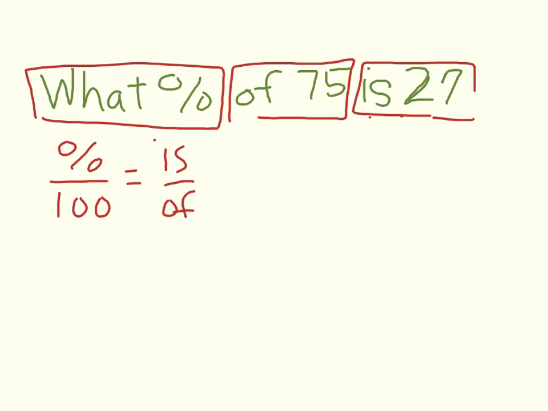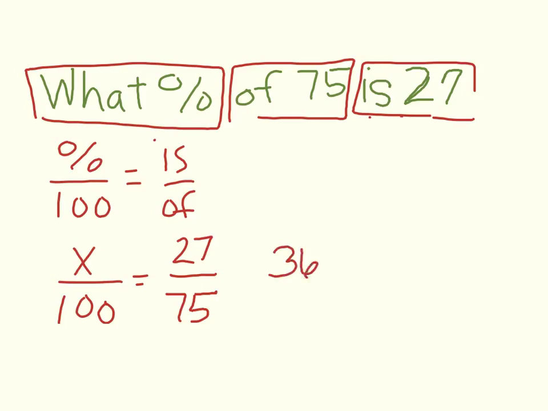Well, we don't know what the percent is, so we're going to put X in that box. We always put 100 here. And then we have our is, it's 27. And then we have our of, it's 75. And then you can cross multiply. You can divide by the leftover. And you end up with the answer of 36%.